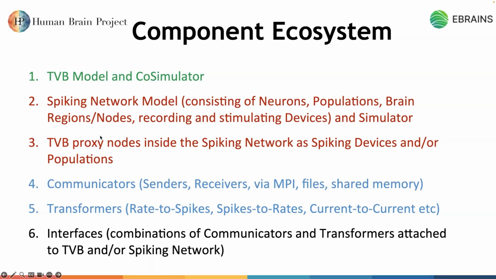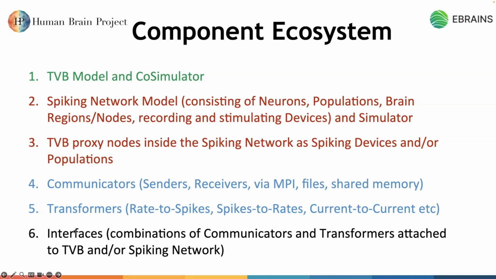Similarly, we need to have some classes that implement the TVB proxy nodes inside the spiking network, either as devices that generate spikes or as devices that record. Similarly, this is part of the spiking network model. And then we also need classes to send data or to implement transformations, like from rates to spikes, spikes to rates, or simple scalings if it's current to current, etc.